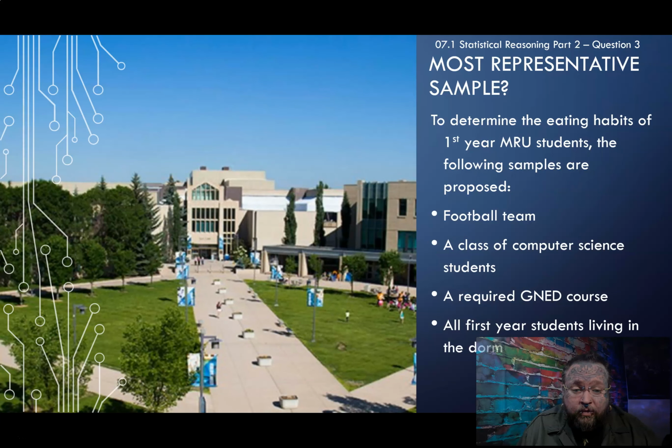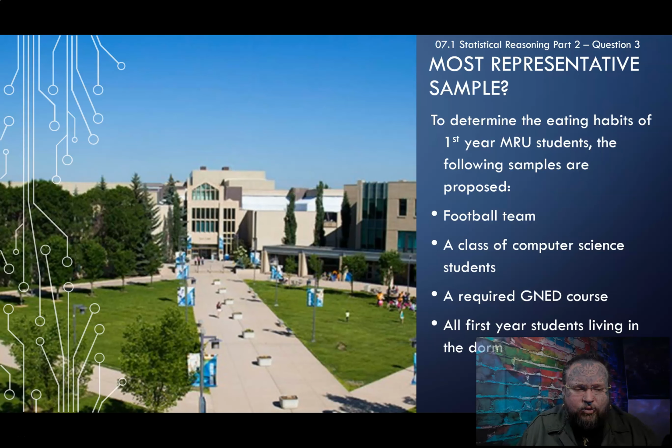So let's do a little thought experiment. Looking at ourselves at Mount Royal, let's assume that there's a study being done to determine the eating habits of first-year MRU students, and the following samples are proposed from different populations. These are all first-year students and how they eat. We know we have to look up exactly how many students we have, but there's always been a range of about 12 to 14,000 students overall, and we have to see how many of those are first years. And then from there, decide what we look at.